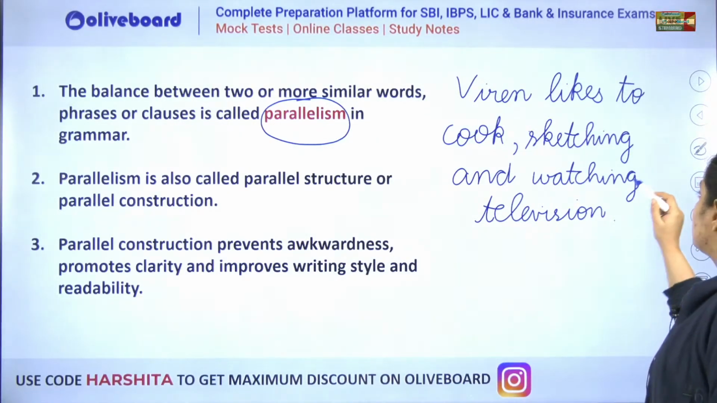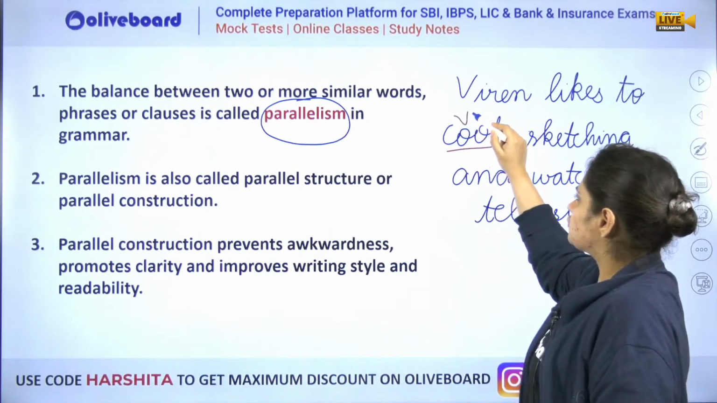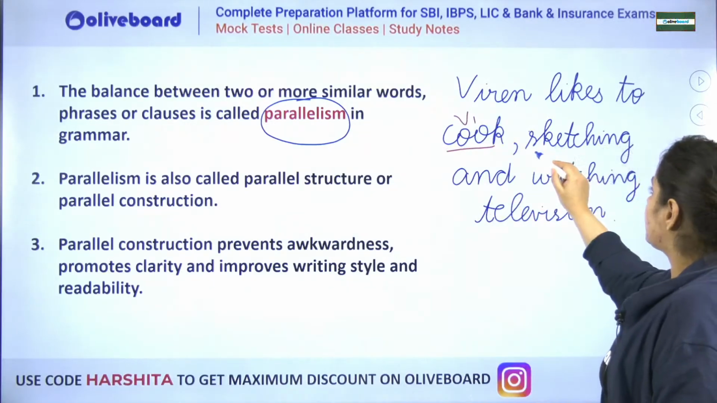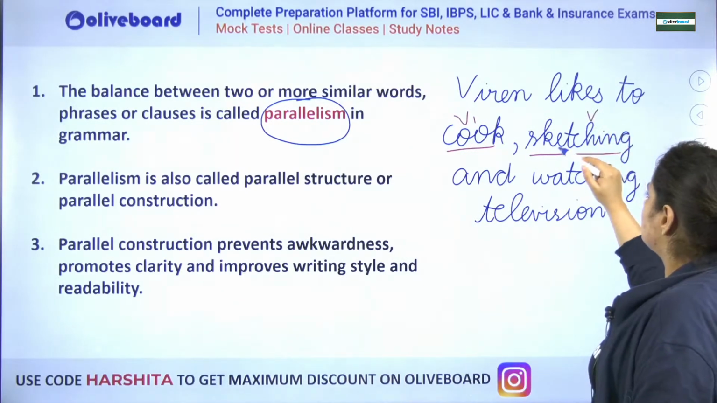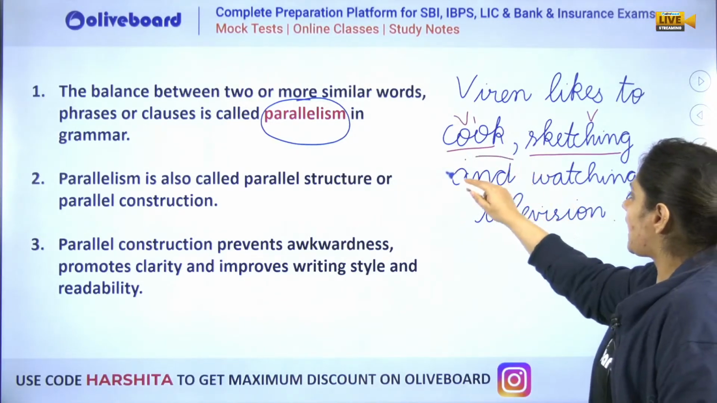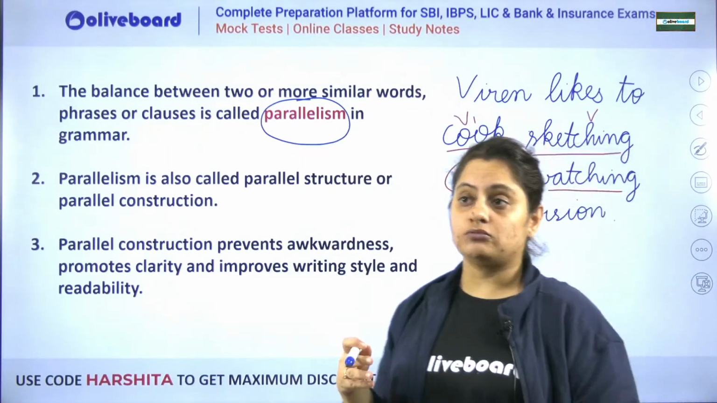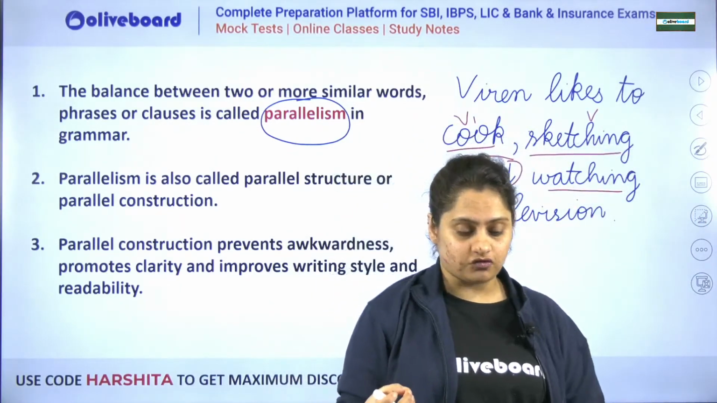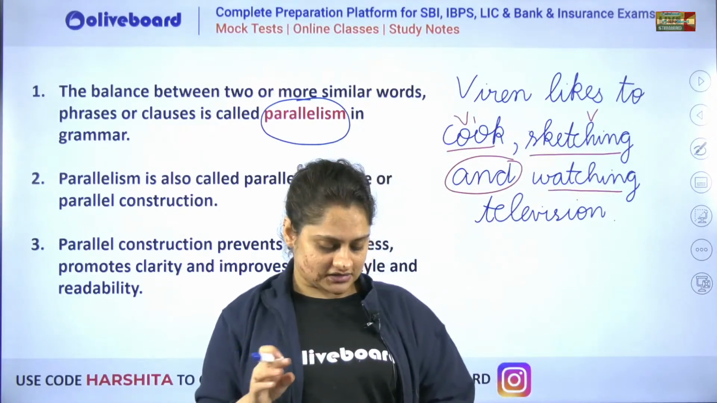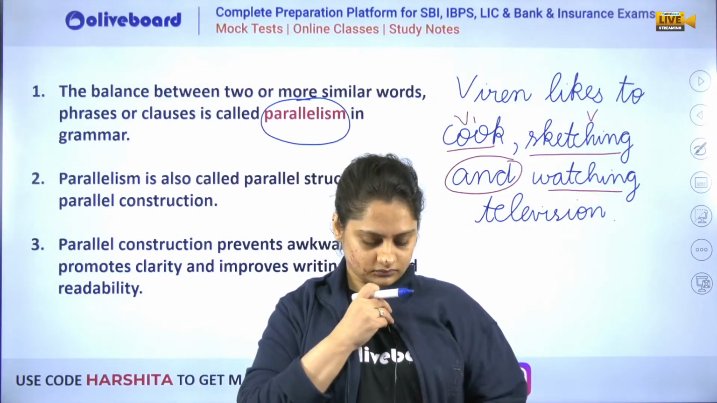Now see guys, the first verb that I have used here is cook, which is verb first form. Okay. Second verb, ing form. Second, here ing, and after and I have used another ing. Now I am using verb first form, then I am using the two other words in ing form. The rule of parallelism is not maintained. Okay, it is not maintained.